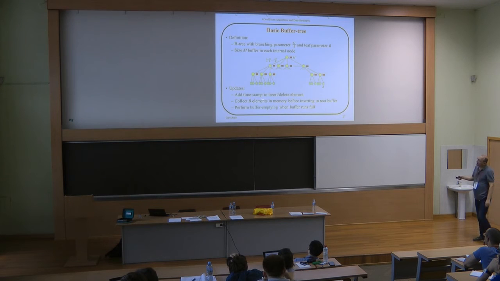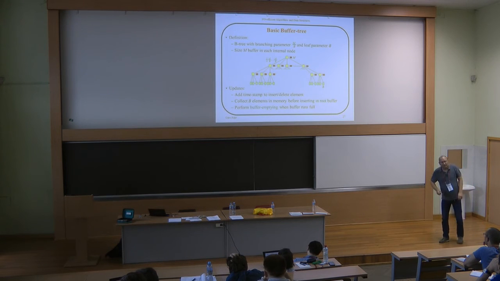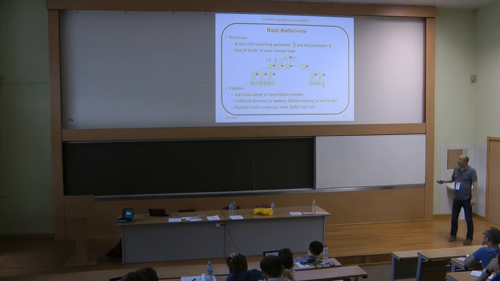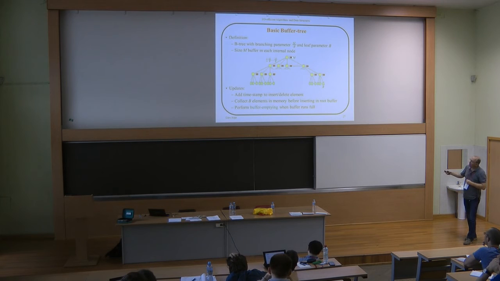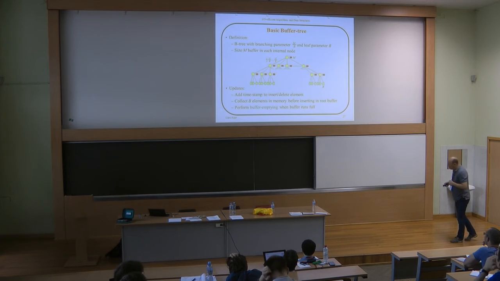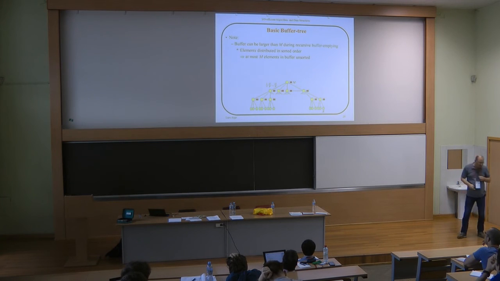All right, then I collect B elements in memory. Once I have B elements in memory, I put them in the root buffer. Why do I collect B elements in memory? Because I don't want to spend an I/O per element, right? So I wait until I have B of them, and then I stick them here. If this is full, I'm going to do a buffer emptying. Buffer emptying is this process of taking these M elements and pushing them one level down. So let's see how in detail we do that.